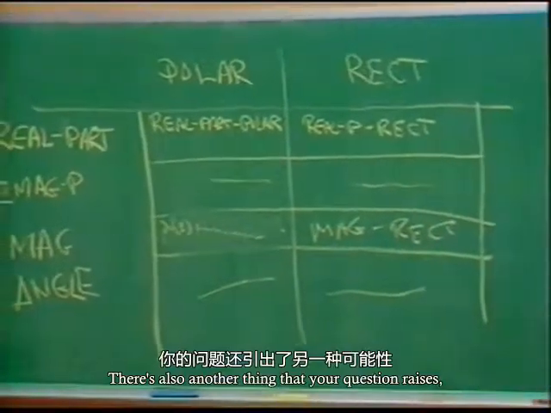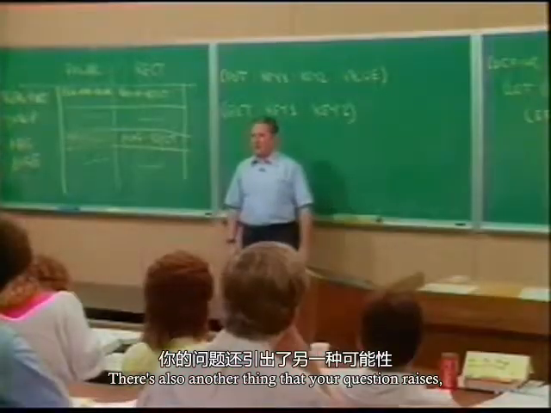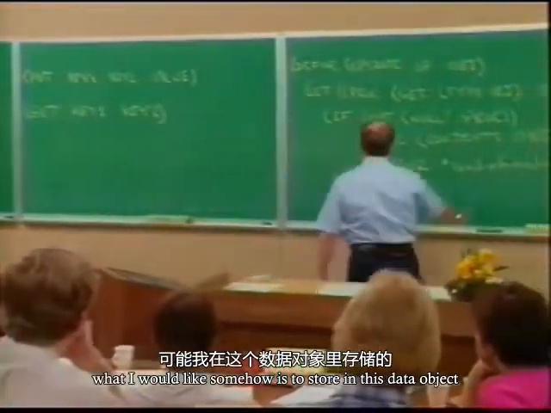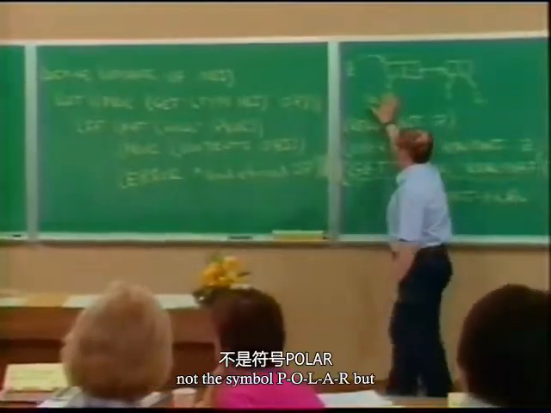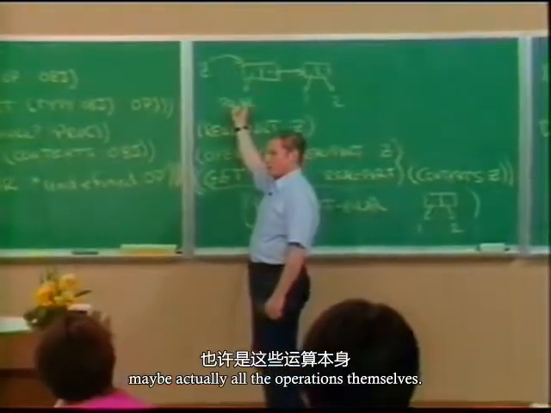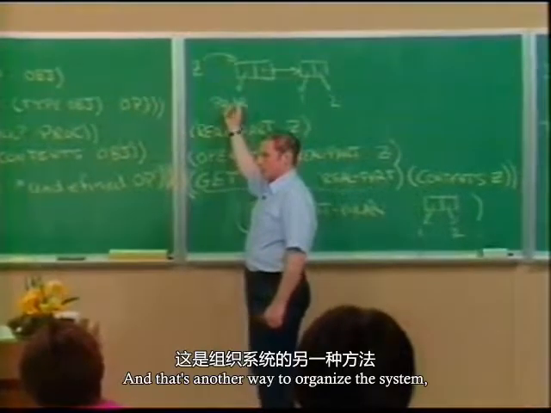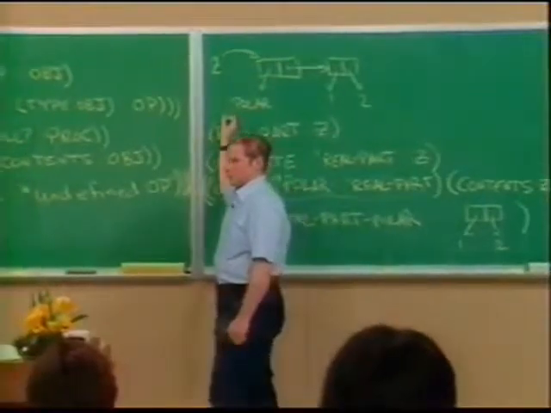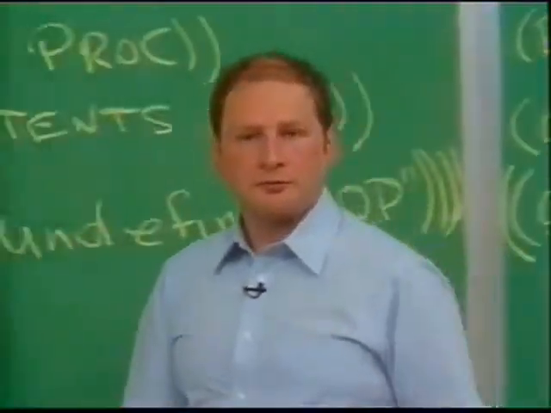There's also another thing your question raises, which is the possibility that maybe what I would like somehow is to store in this data object not the symbol POLAR, but actually all the operations themselves. And that's another way to organize a system, called message passing. So there are a lot of ways you can do it.